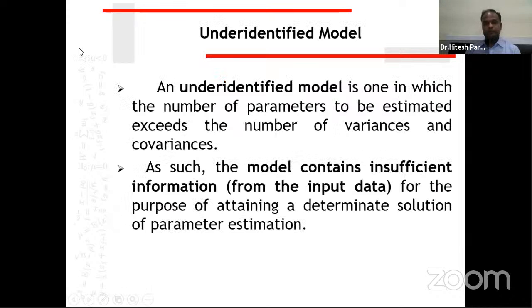Again, we'll continue this. An unidentified model is one in which the number of parameters to be estimated exceeds the number of variances and covariances. The information that we are giving is less and the estimation required for the variances and covariances is more. As such, the model contains insufficient information on the input side for the purpose of attaining a determined solution of parameter estimation, and that is the reason the software will not be able to perform the analysis, and it will give you a message that your model is unidentified.